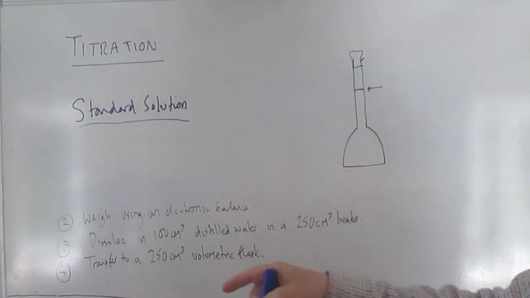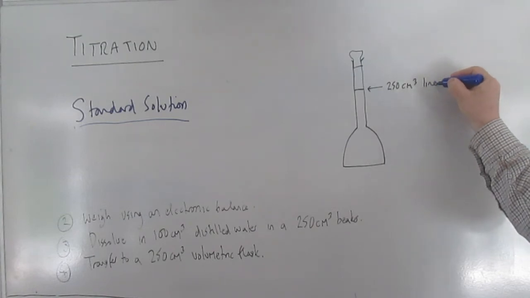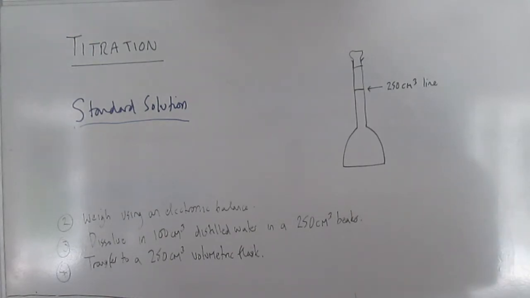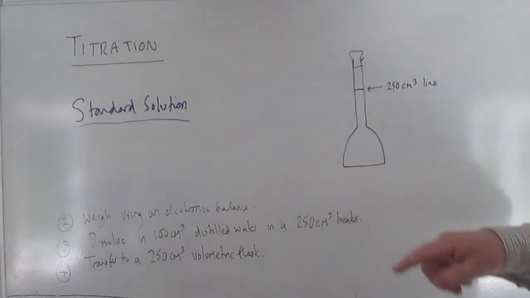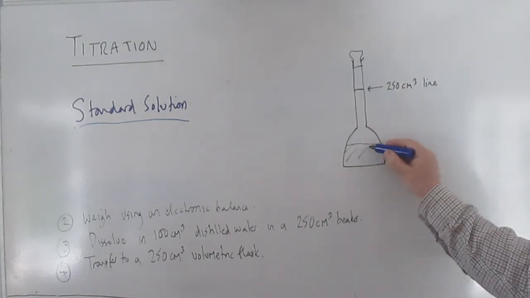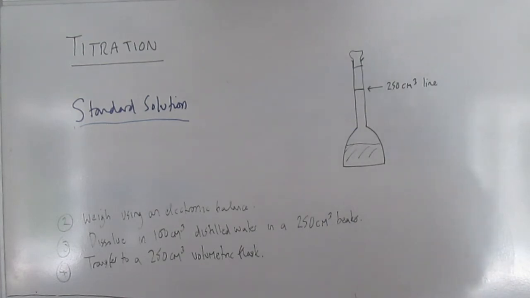So if it was a 250 cm cubed volumetric flask, that would be the 250 cm cubed line on there. And that's very accurately measured. It's not like the markings you get on a beaker or a conical flask, which are just rough guidelines. This has been accurately measured so that it really is 250 cm cubed when you get it onto that line. So the idea is that you're going to add your solution into there. It's only 100 cm cubed, so it's going to come to sort of here or something. And then you're going to add more distilled water to bring it up to the line.